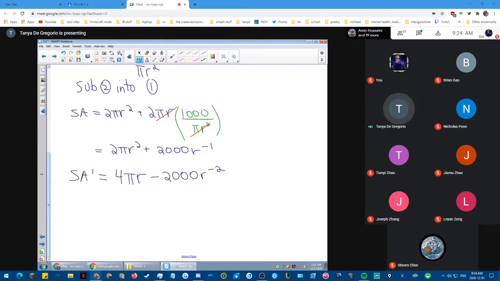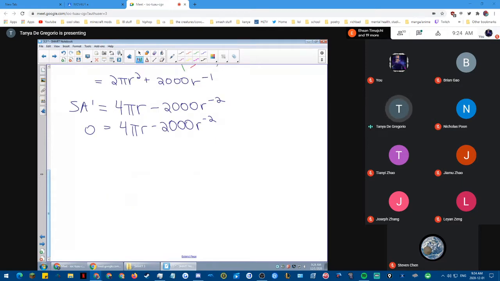Okay, so 4 pi r minus 2,000 r to the -2. We set it equal to 0. And yes, you must show this step, setting it equal to 0. And now you can change it back to a denominator if you want, if it helps you solve, no big deal. Because I think that usually helps you guys solve. It's up to you. And we're solving for r, so I need to divide.